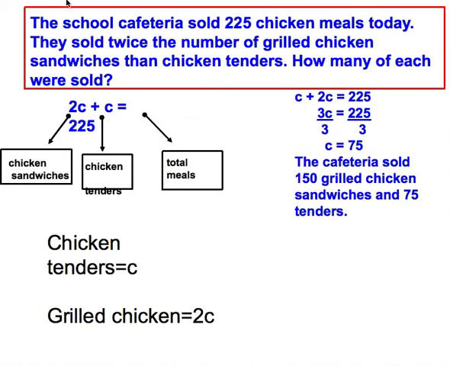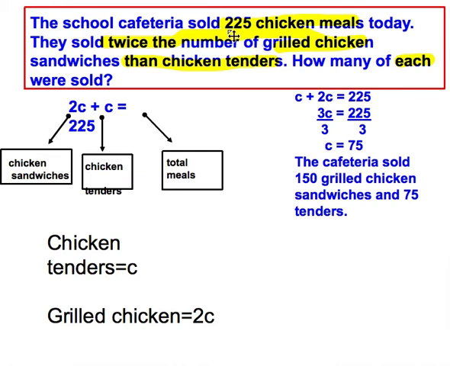Here's our first example. The school cafeteria sold 225 chicken meals today. They sold twice the number of grilled chicken than chicken tenders. How many of each were sold? So, this is a word problem, and we all love word problems. Something that's going to help us out is highlighting and underlining. So I highlighted. If you don't have a highlighter, you can underline.